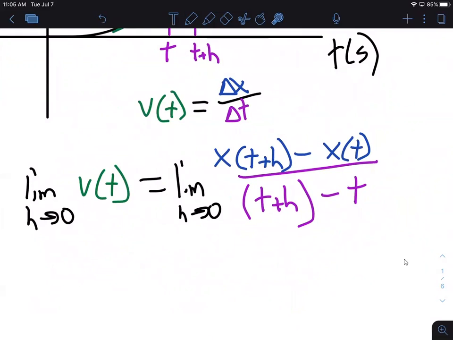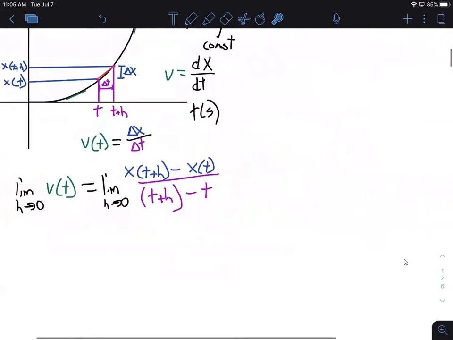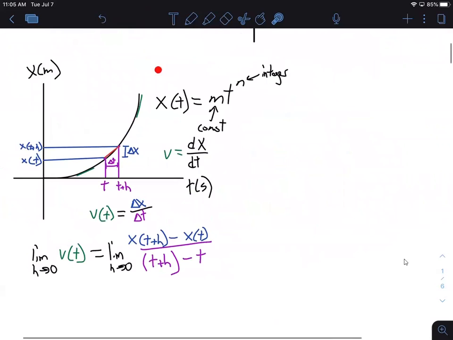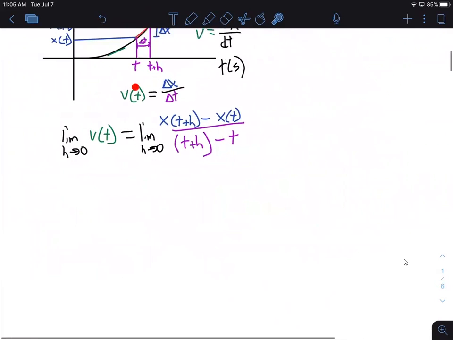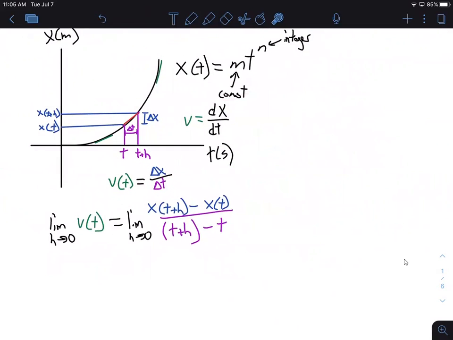And this is as far as we can get without actually putting in some function for x. So this would have worked for any sort of function up to this point. It wouldn't have to be a polynomial or anything. From here on out, we're going to say, okay, the case we're looking at is when position is a polynomial function, some m t to the n. So let's plug in a polynomial function for our position here.